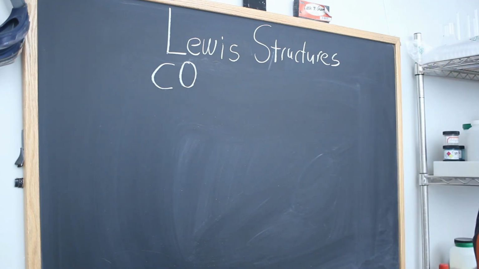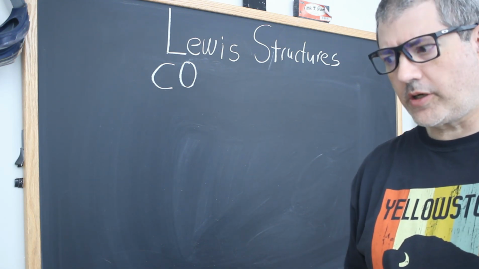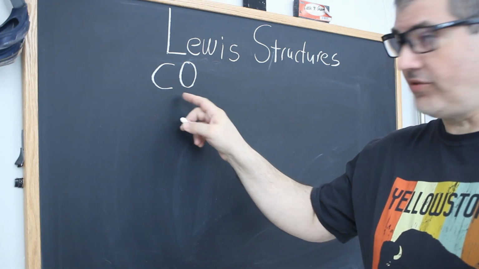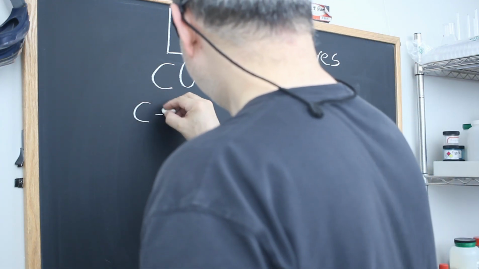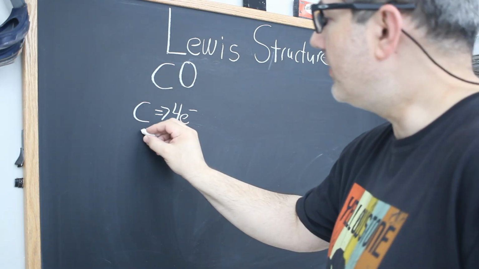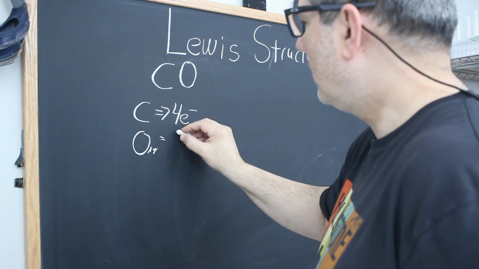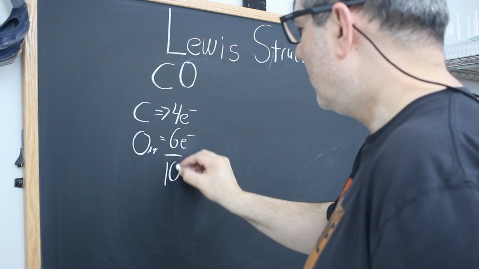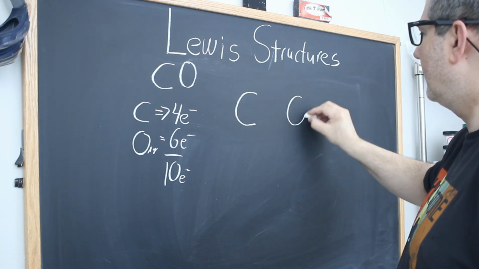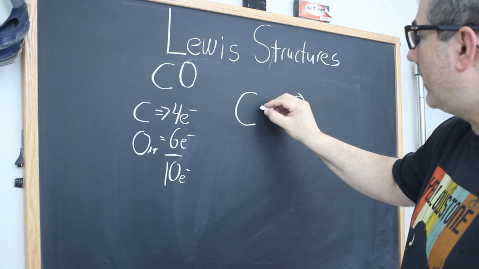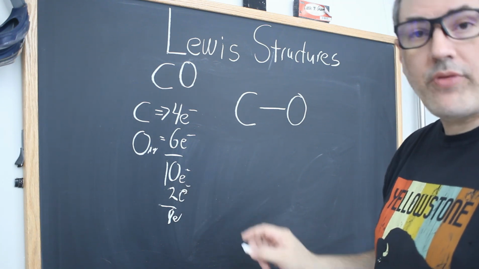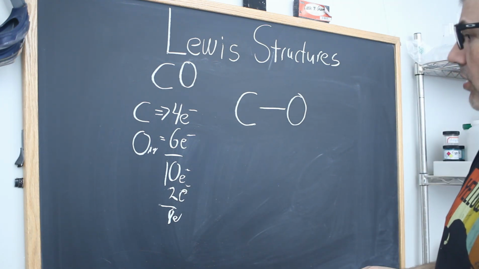For carbon monoxide, let's draw its Lewis dot structure and then analyze the formal charges on carbon and oxygen. Carbon has 4 valence electrons. Oxygen has 6. So we have 10 electrons to work with. The first thing is a single bond. What that does is it connects both atoms. We have 8 valence electrons to work with.